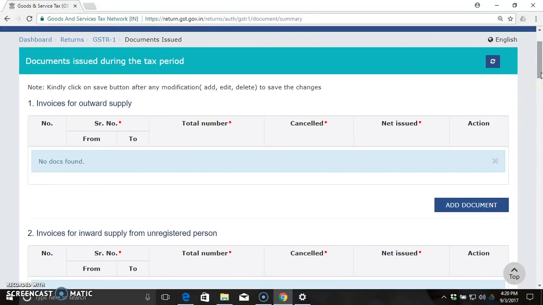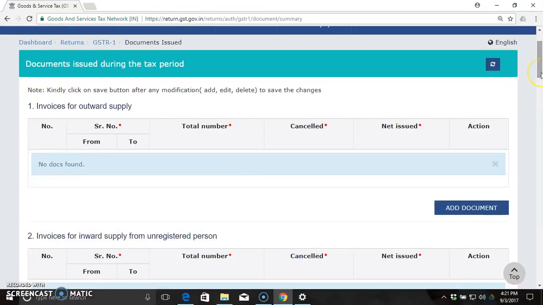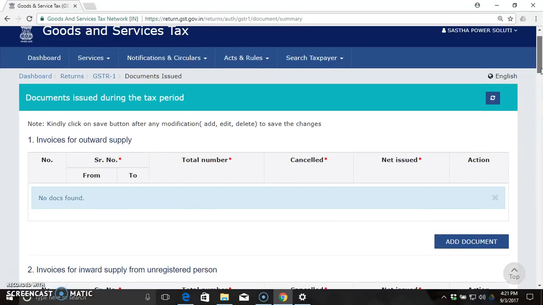That is, we have to keep track of all those invoices issued for the particular tax period. Not only invoices, it also includes credit notes, debit notes and delivery challan. Basically, there is no invoice value or credit note value or debit note value given here. It is just the serial number and the total number which is being tracked over here. So it is basically a tracker, to be very specific. So let me explain this one by one.